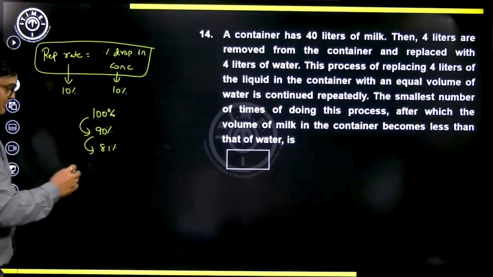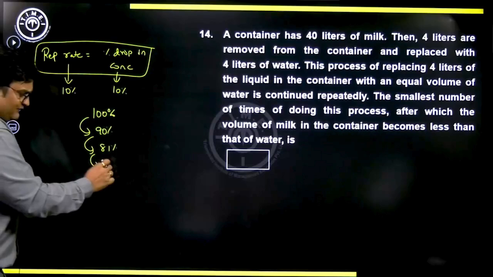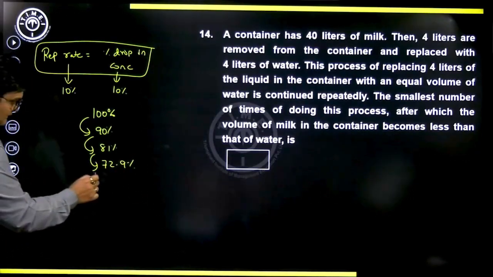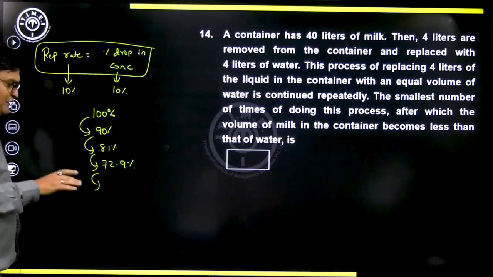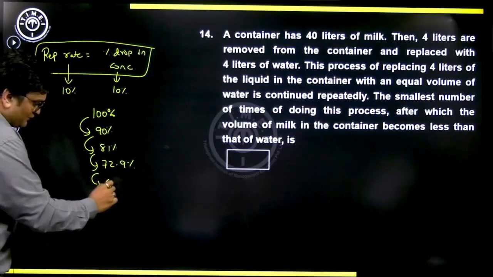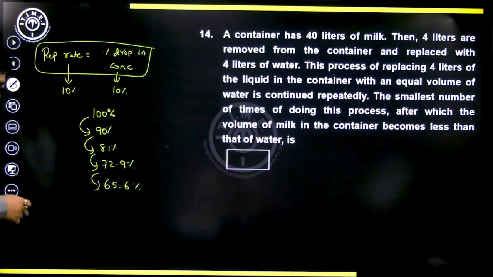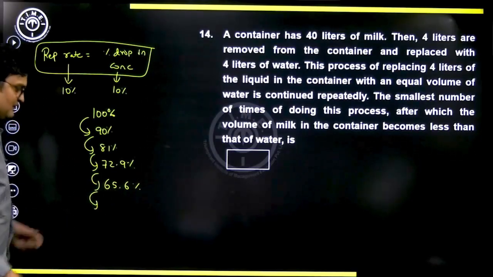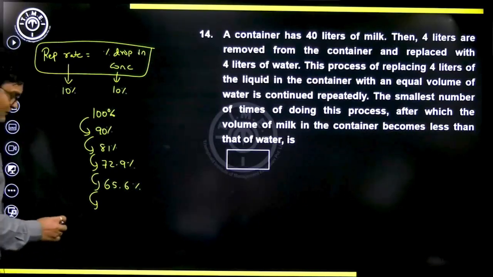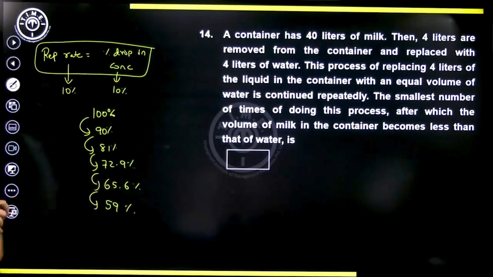Let's do it slowly. Third time this will drop by 10%. 10% of this is 8.1. Decrease it, it will become 72.9%. Still it is much more than 50. Next, fourth time, 10% of this is 7.29, approximately 7.3 you may say. So if you drop it by 7.3, approximately 65.6. Still not less than 50. We have to go for the fifth time. 10% of this is 6.56, approximately 6.6. So it will become approximately 59. Still not less than 50.